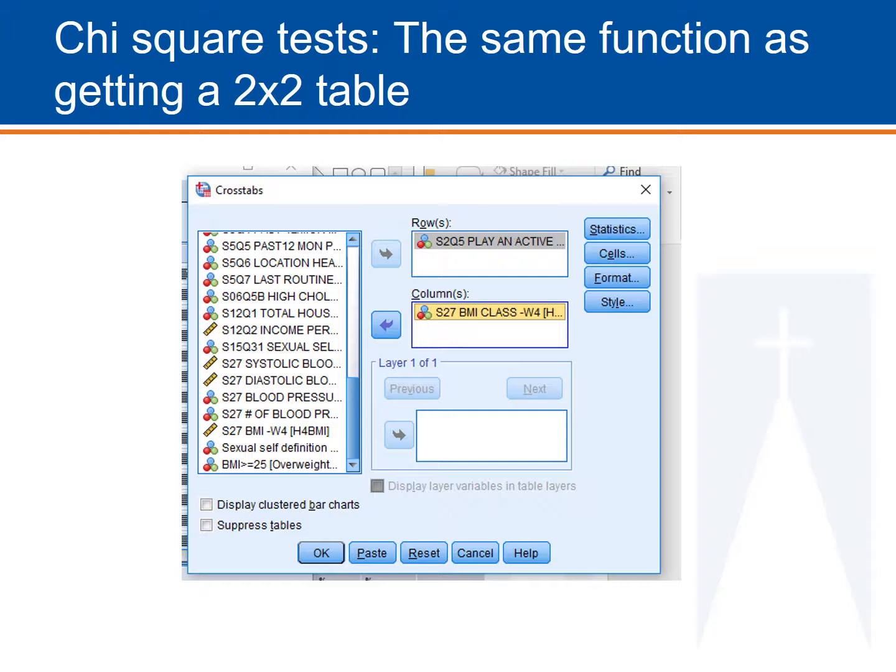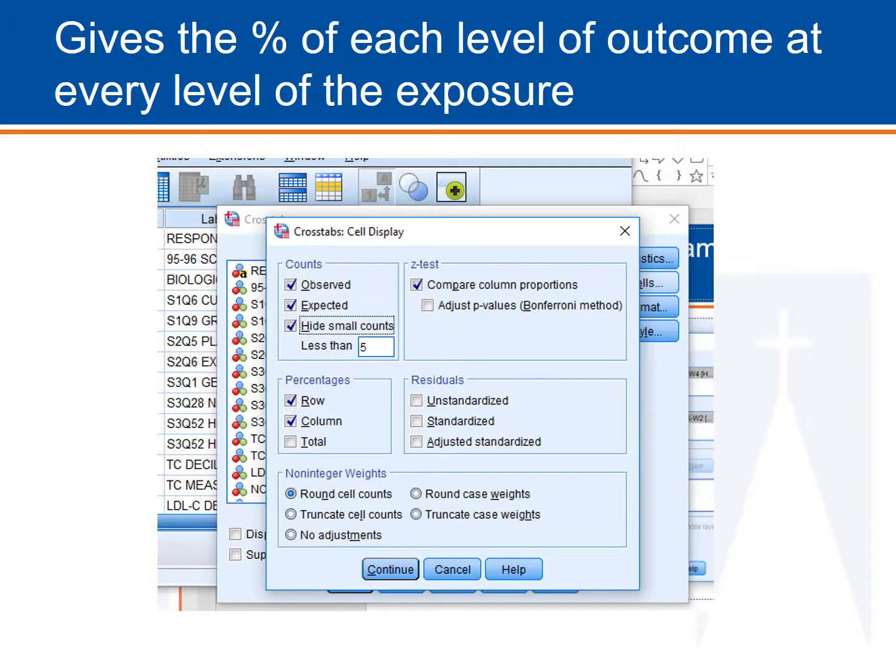The difference from what you did in epidemiology will be in the selections you make under cells and statistics. Here, I'm showing the option where you click on all possible options that are of interest. Here I select expected values because this shows what the number of individuals would have been if there were no differences across groups. I recommend selecting hiding small counts, or when you see the result, looking specifically for the cells that have less than 5.